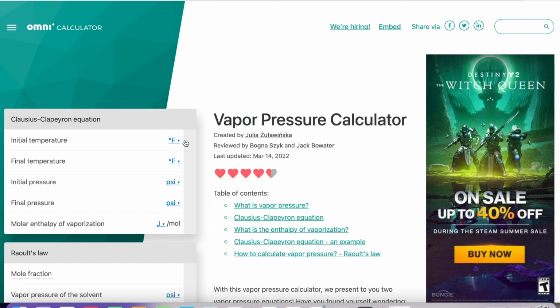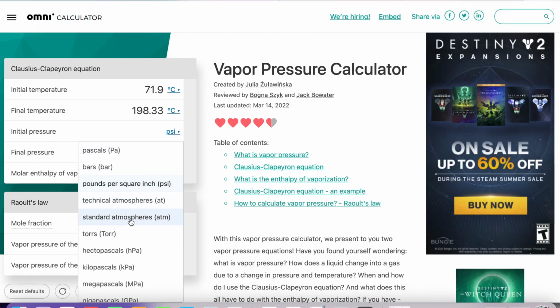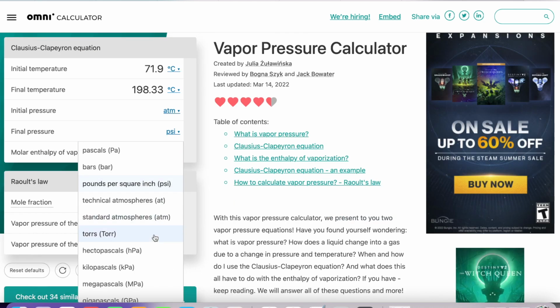We've got some nice ads here to distract our attention, and we have the initial temperature. Let's see, it's in degrees Celsius, and we type in 71.90. Okay, the final temperature is T2, which is 198.33 degrees Celsius. And the initial pressure is in atmospheres. Okay, so standard atmospheres is what we want, ATM. Let me go ahead and do that for both.